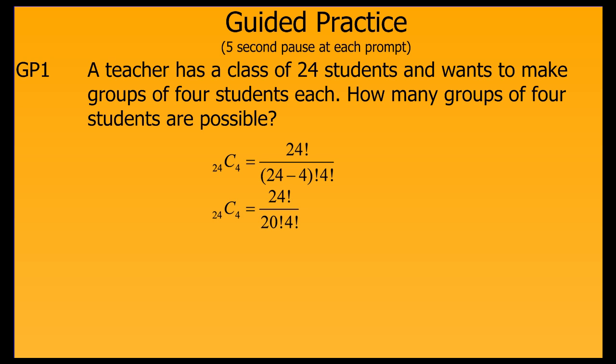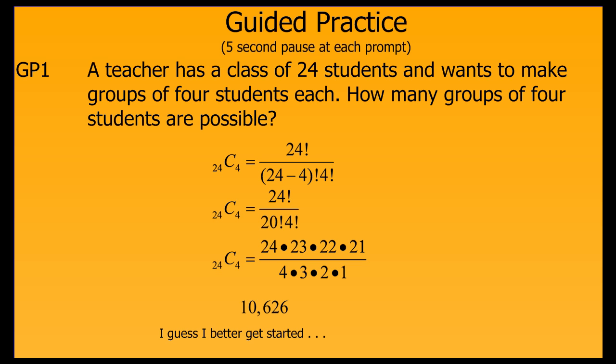What's next? If we're doing this without a calculator, we can simplify it down to this. If we're using a calculator, we would just go directly to the answer. Now what? Now we simplify it completely, and that works out to 10,626 possible groups.